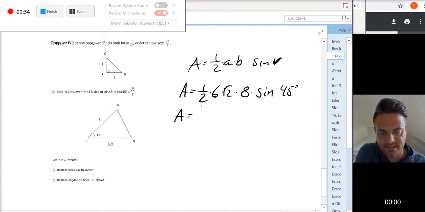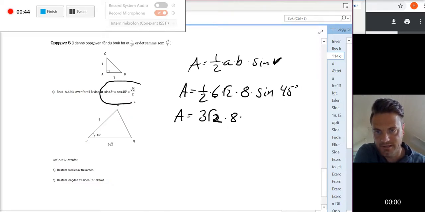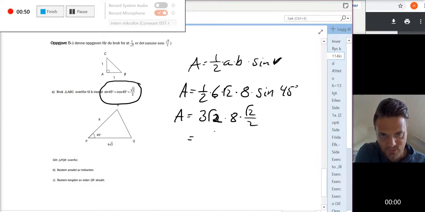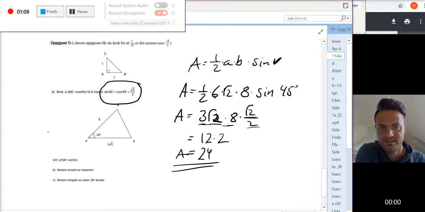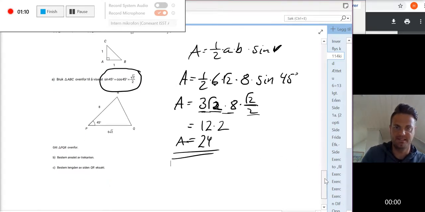I can take 6 times 1/2, which is 3. So I get 3 square root of 2, sorry, times 8 times sine of 45 degrees, and sine of 45 degrees is square root of 2 over 2. So then I get 3 times 8, which is 24. And I can divide by 2, so 24 divided by 2 is 12. And then I get square root of 2 times square root of 2, that is 2. So we get 12 times 2, which is 24. So that is the answer on exercise B.